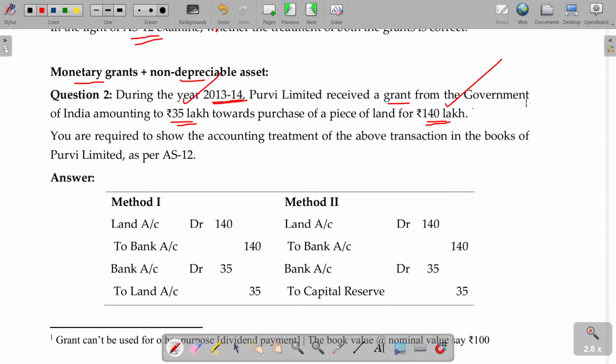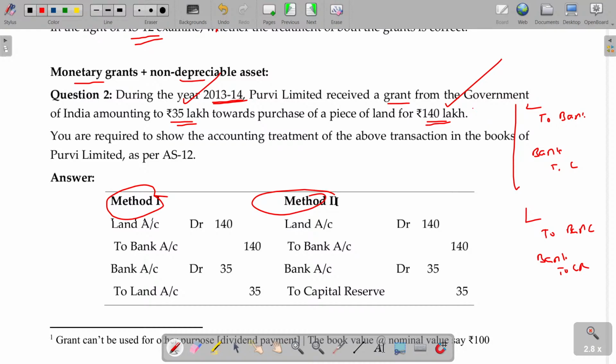So for the purchase of the land, what is the journal entry? Land account debit to bank. And while receiving the grant, it can be adjusted in the land account, so bank account debit to land account. This is one approach. In another approach, land account debit to bank, and the grant you received, bank account debit, is credited to capital reserve. So both methods are followed. Method 1 and method 2.